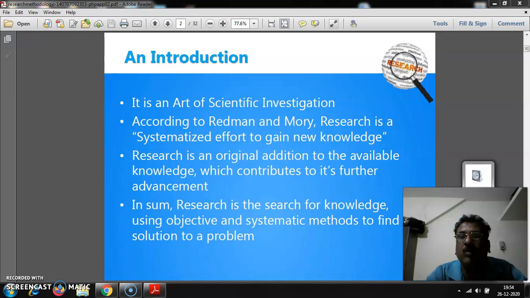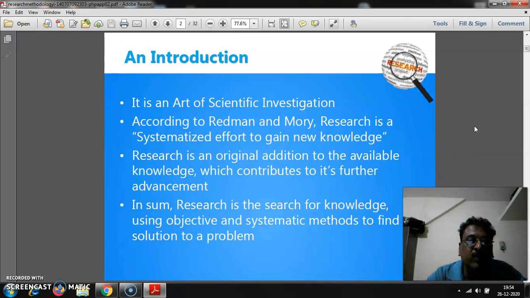According to Redman and Murray, research is a systematized effort to gain new knowledge. Research is an original addition to the available knowledge which contributes to its further advancement. In sum, research is the search for knowledge using objective and systematic methods to find a solution to a problem. So, in the above three points, it is scientific research, an effort to gain new knowledge, and an addition to the available knowledge. Totally we can say it is a search for knowledge using an objective and systematic method to find a solution for a particular problem.